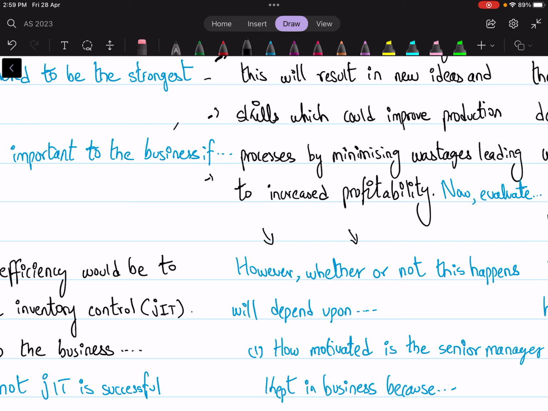So whether or not this benefit will be obtained by the business will depend upon the extent to which, you can mention it as a separate point as well, the extent to which creative liberty is given to staff to implement their own ideas.